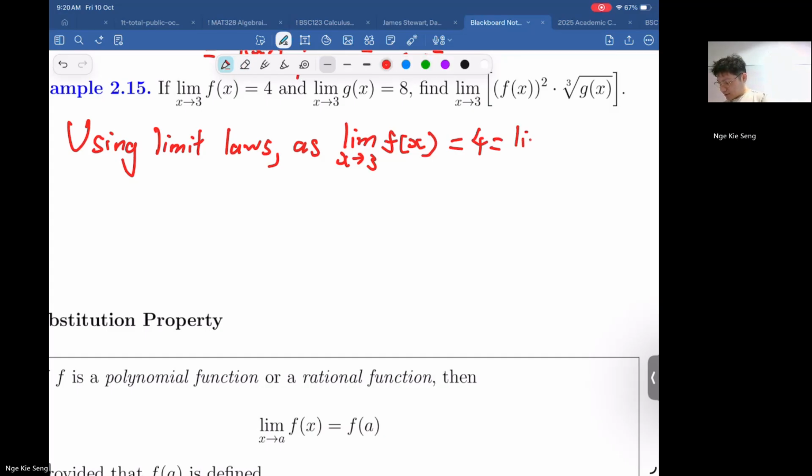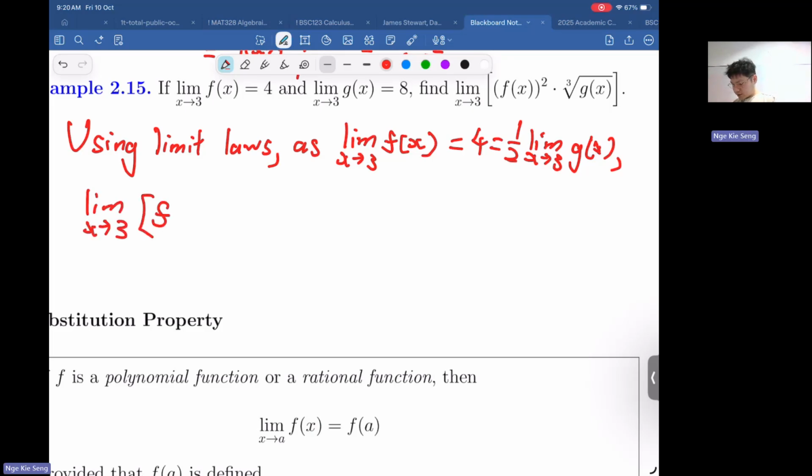Okay, we know the existence of the limit of f and g when x approaches 3. Then we can split out the product, square, and square root to compute the limit. So what's the first thing you could do here? First thing we should split out the what?